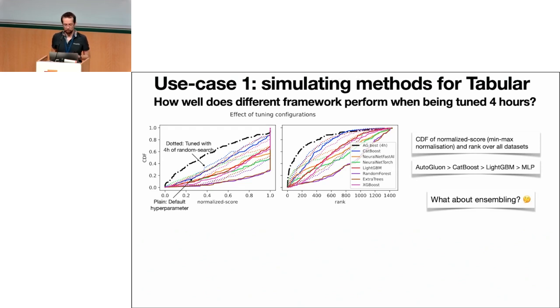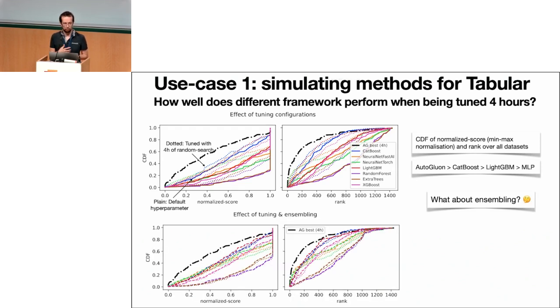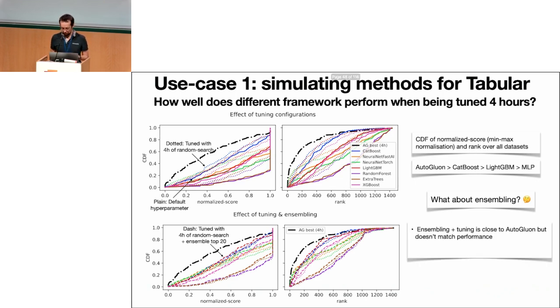So what if we ensemble? As I said before, because we store the predictions, you can do this plot for kind of free. And now you still have the dotted line that is the tuned method, for instance, for CatBoost. But you also see the result you would obtain if you performed an ensemble on top. And you see that, well, you don't quite catch the performance of AutoGluon yet. So ensembling benefits more from some frameworks than others.